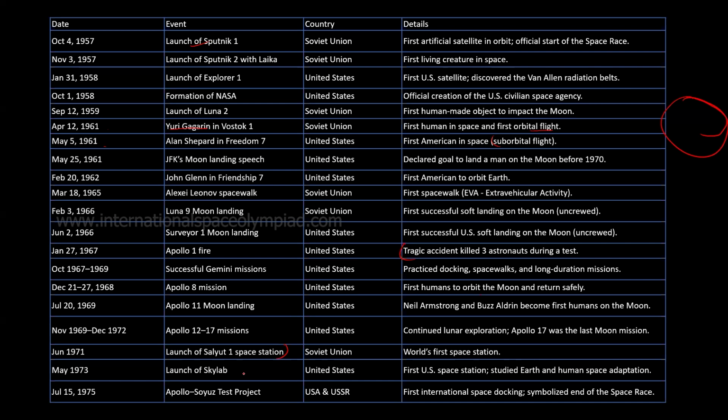That was by the Apollo-Soyuz test project, which was a collaboration between the two. Here you can see this is the USA and USSR together. Apollo-Soyuz test project, the first international space docking. They docked two spacecraft together, one by the USA and one by the USSR. The first international space docking symbolized the end of the space race. Okay, so that is how it went.